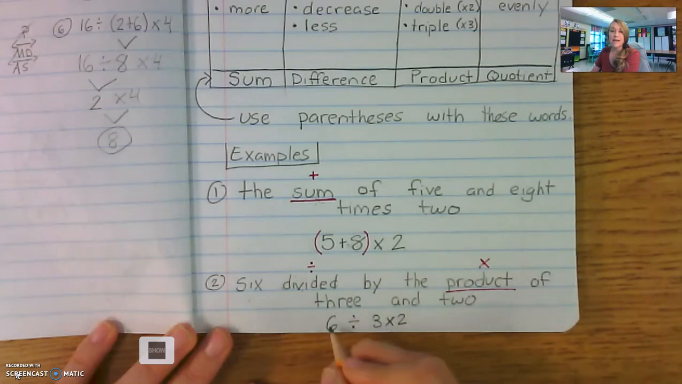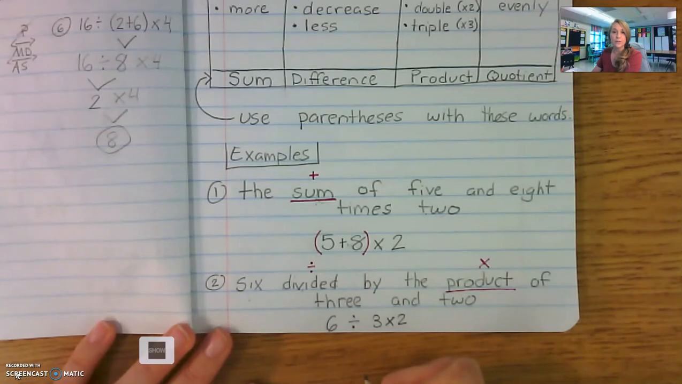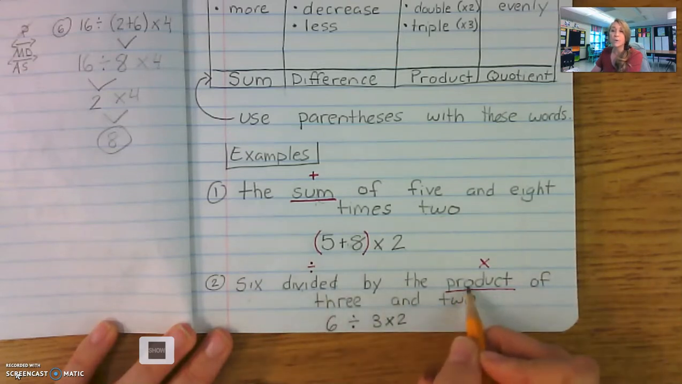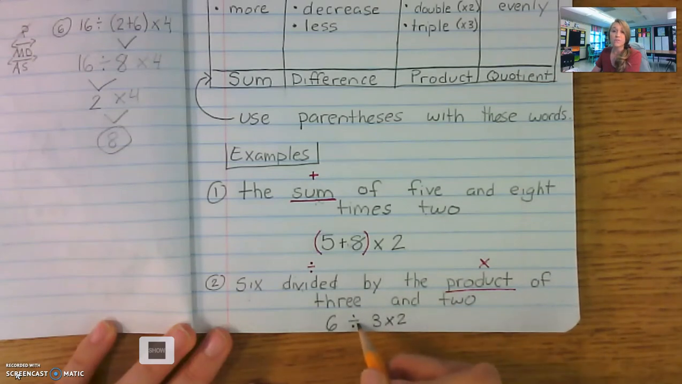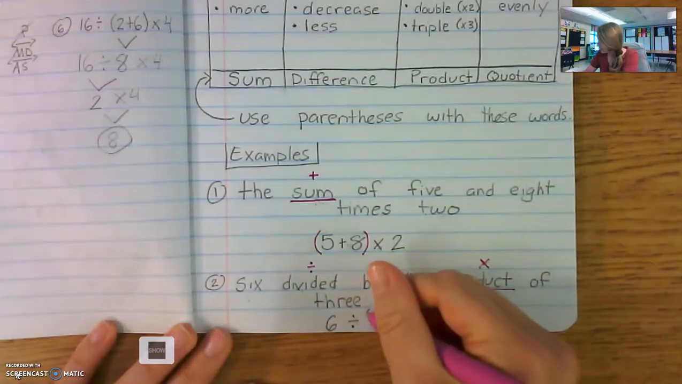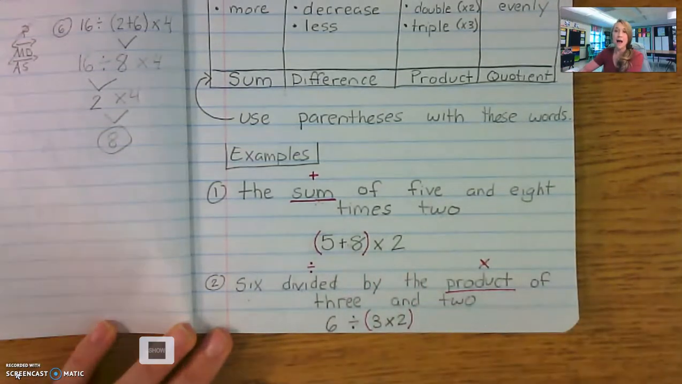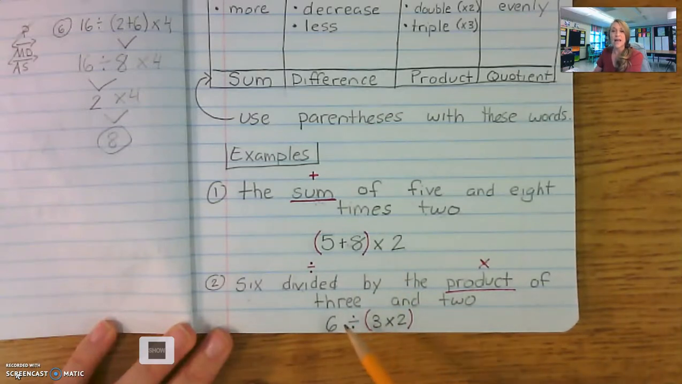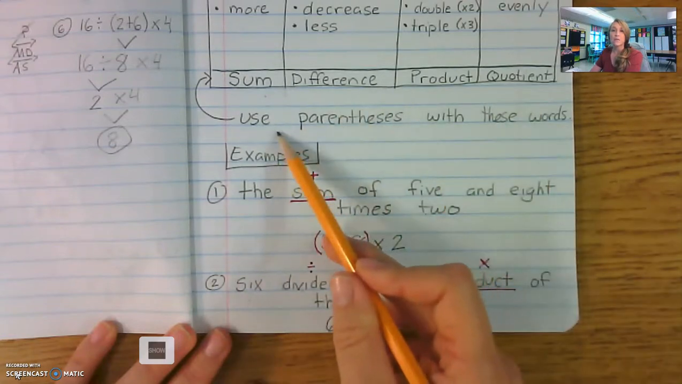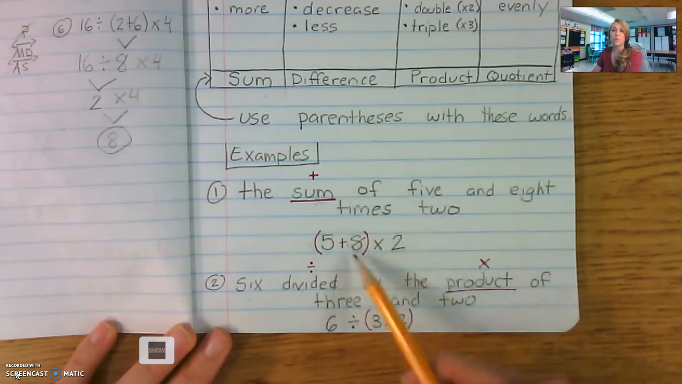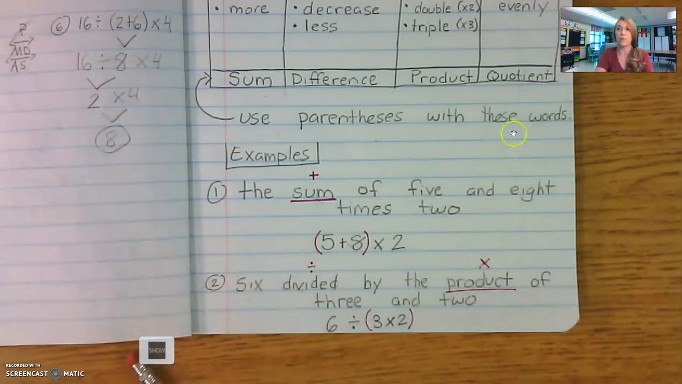If I leave it like it is now, 6 divided by 3 times 2, what would I do first? Right, I would do 6 divided by 3. That's not what this problem is saying. This problem is saying 6 divided by the product, the answer to the multiplication problem, which means I need to solve this first. Well, order of operations says dad comes first, solve dad first, unless we bring in Papa parentheses. Now we're going to find 3 times 2 first and then do 6 divided by the answer or the product. So when we see these words, sum, difference, product, quotient, it tells us we need to use parentheses with these words. Put parentheses around that part of the equation.